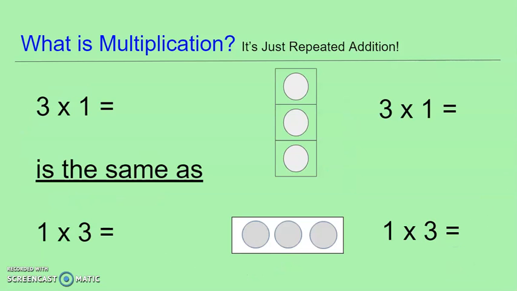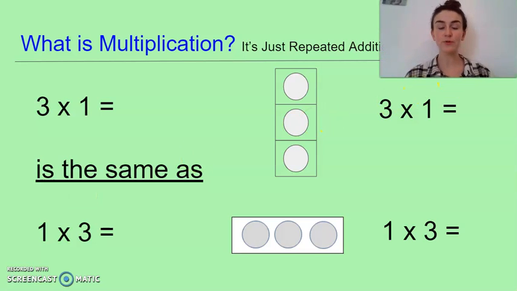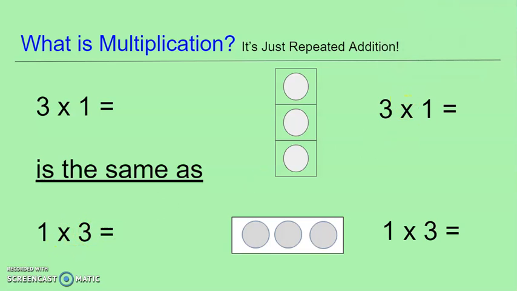All right, something else that's important with multiplication. This is a super, super important concept, so listen up real close. In multiplication, 3 times 1 is the same as 1 times 3, okay? So 3 times 1, or 3 groups of 1, is the same thing as one group of 3. The answer to 3 times 1 is 3, and the answer to 1 times 3 is 3.